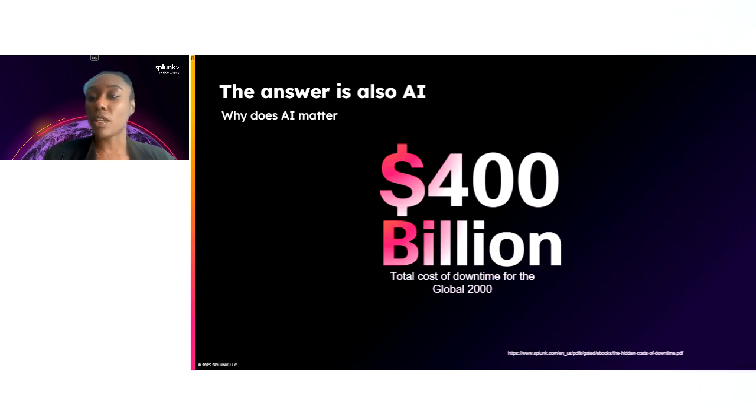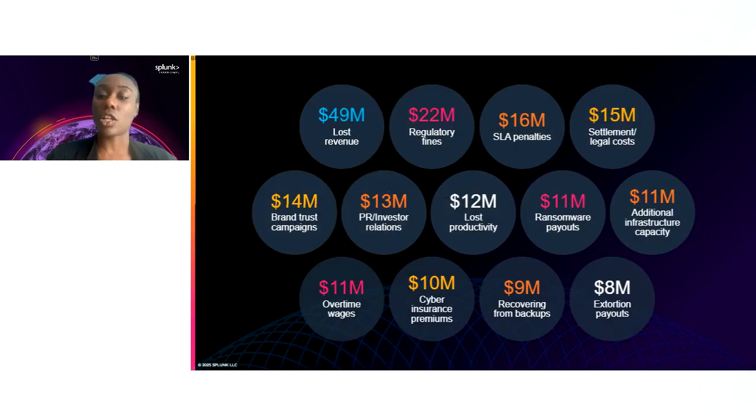So we know AI is one of the ways that you can enhance your observability tools. You're seeing this $400 billion number here, and this is the total cost of downtime for the Global 2000 annually. This is from our latest Hidden Costs of Downtime report that we did with Oxford Economics, and this works out to about $200 million per company, which is about 9% of profits. And so this is where AI can really start to help, because it's not just the cost of downtime, it's also the cost of lost revenue, lost productivity, any settlement or legal costs, et cetera, right? It all starts to add up pretty quickly. And so this is some of the areas where our embedded AI capabilities can help.